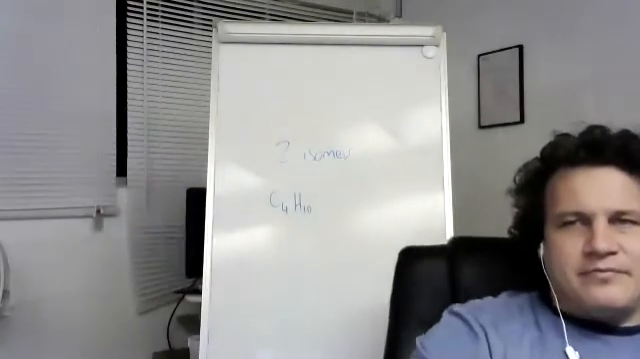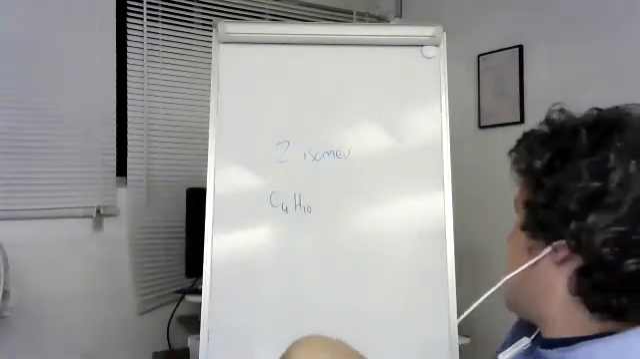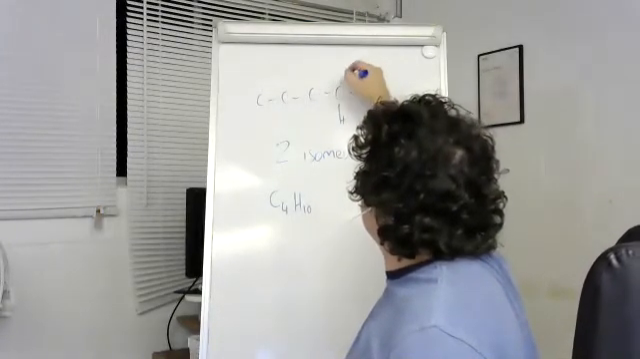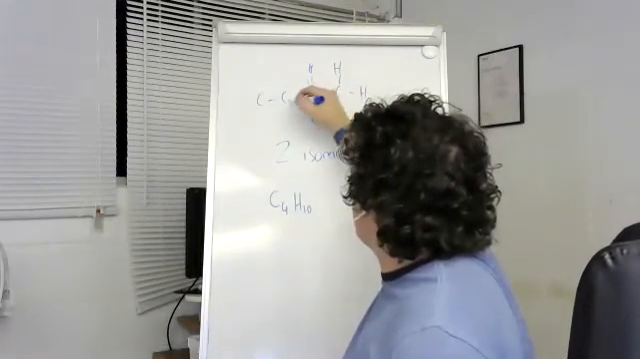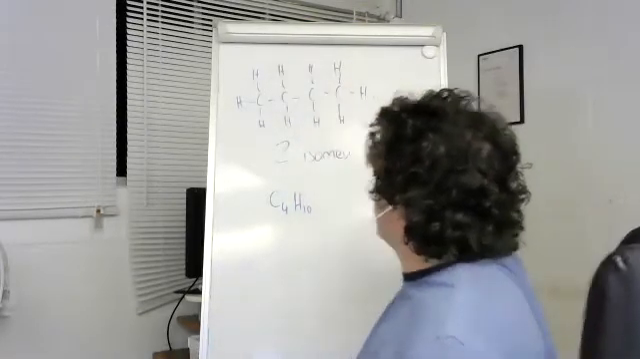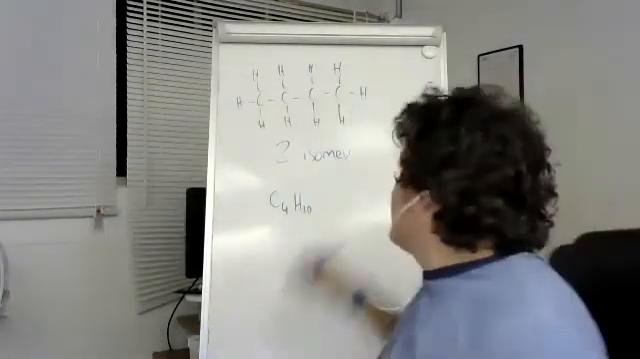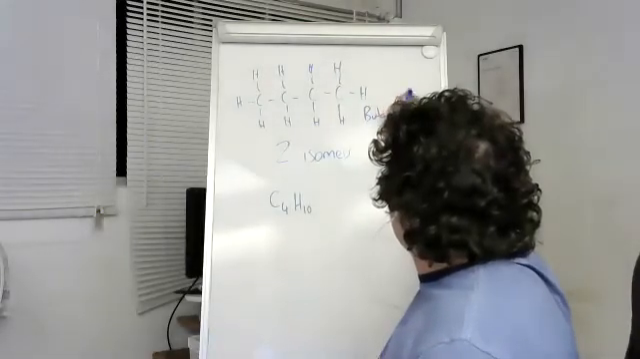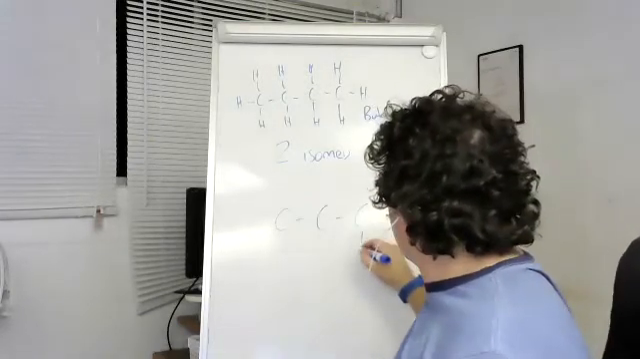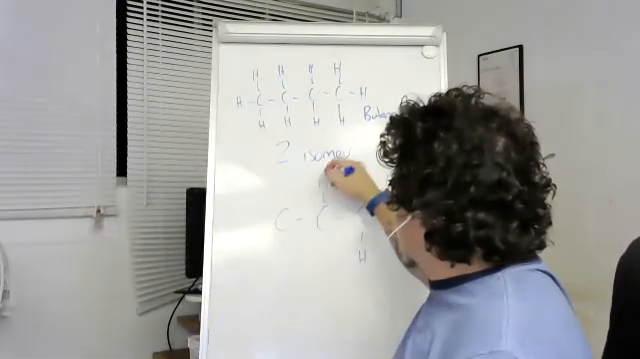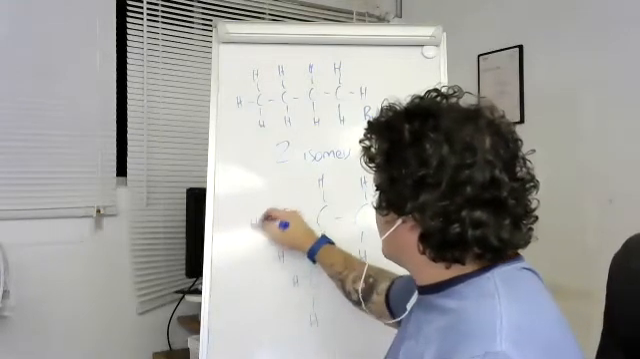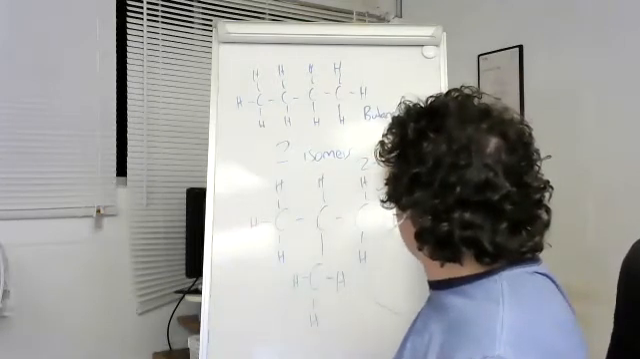Okay, C4H10. First thing we do is we draw our straight chain alkane. Easy. C4H10. So we have butane. Then we could have, but that's just 3 carbons. Boom, we add a methyl group. Would be 2-methyl propane.